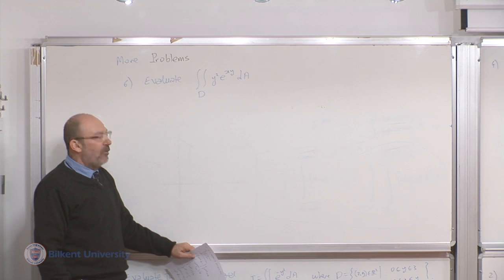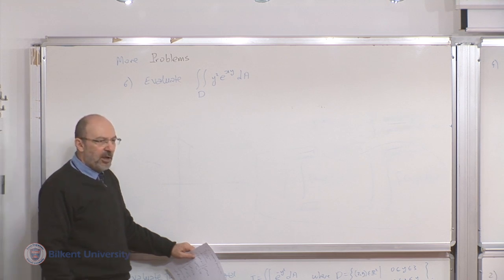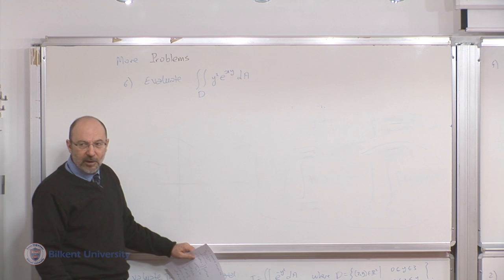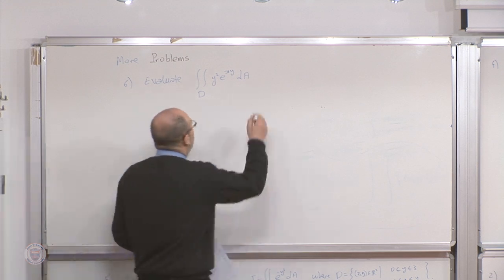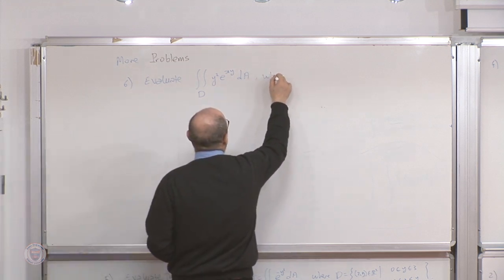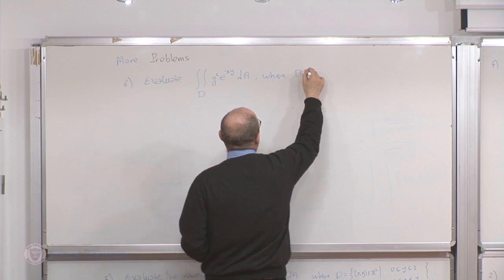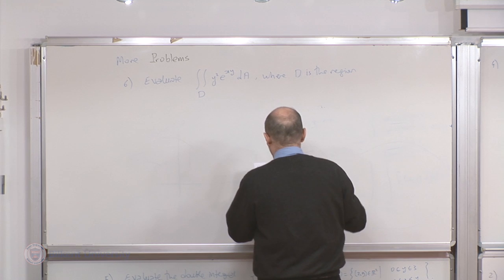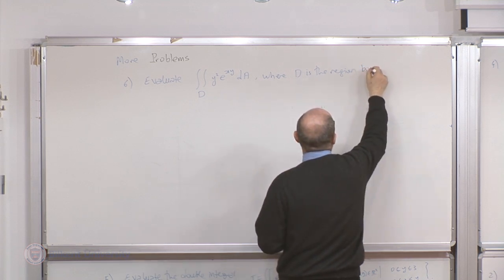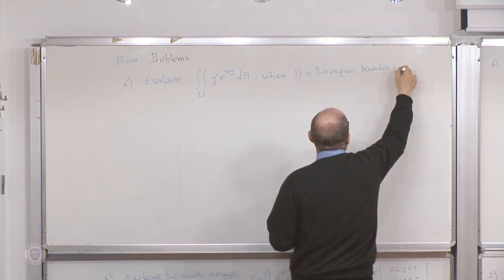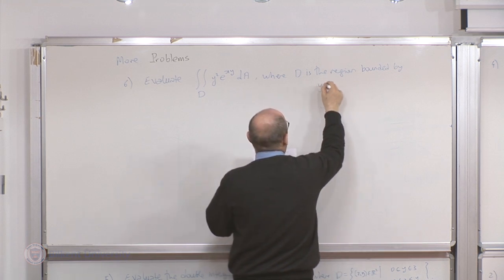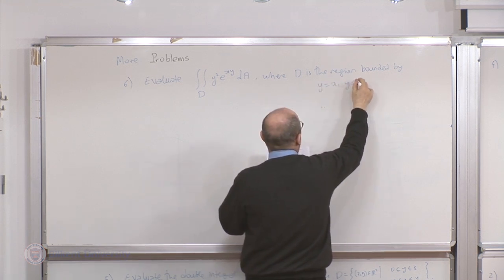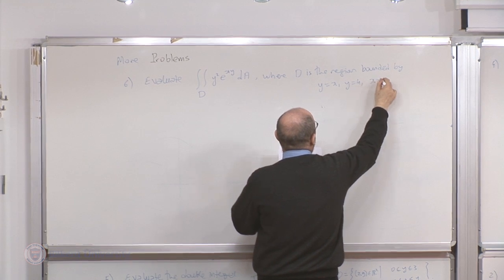When you put coordinates, it's either going to be dx dy, or next week we'll pass to polar coordinates, then it will be dr d theta. Okay, where D is the region, of course in R2, bounded by y equals x, y equals 4, x equals 0.